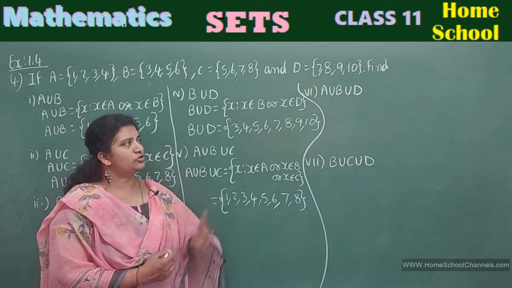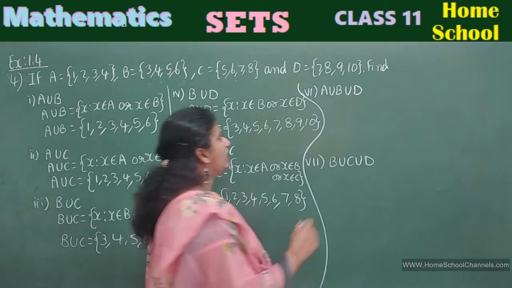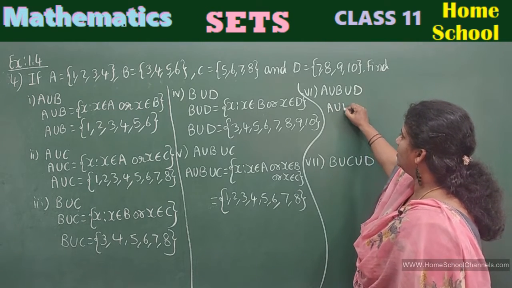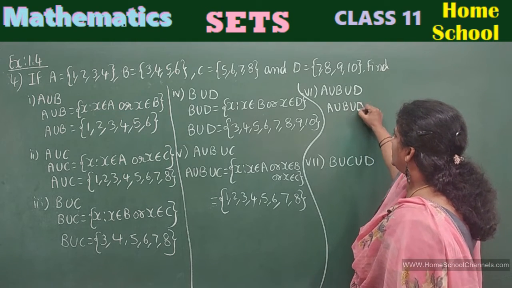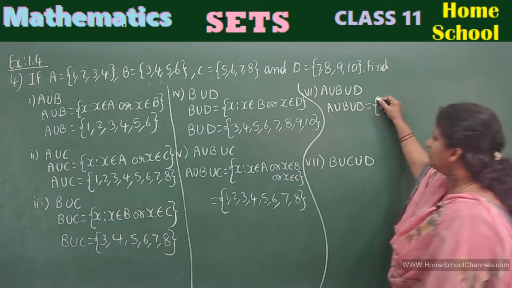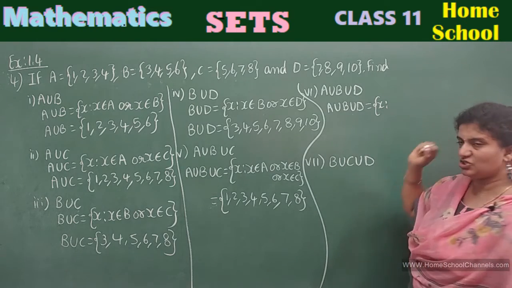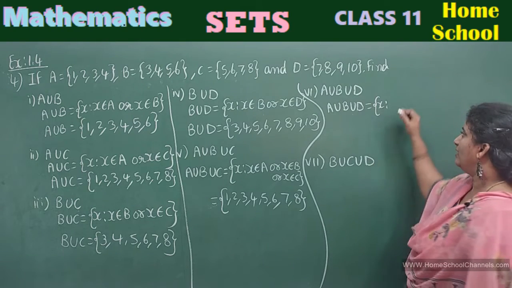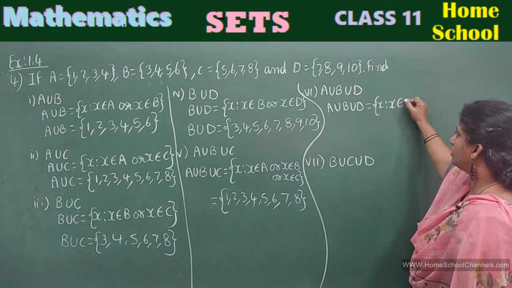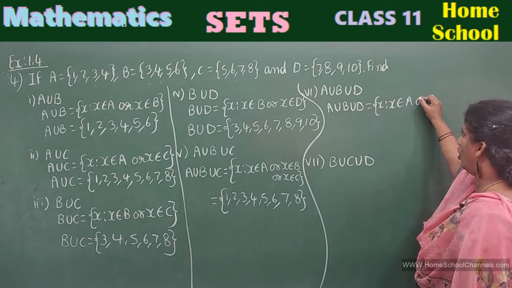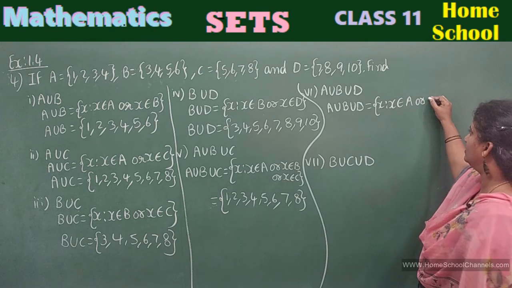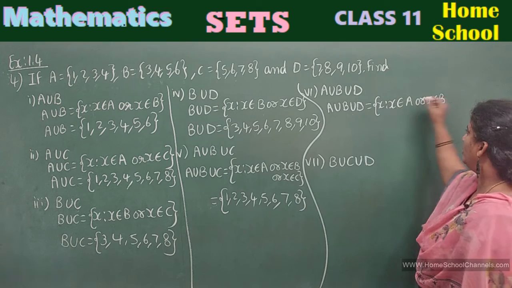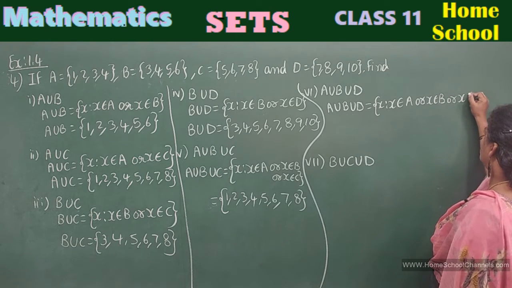Okay. So let's move to the sixth one. A union B union D. A union B union D can be written as the set of all x such that x belongs to A, or, what is another letter? B. x belongs to B, or x belongs to D.